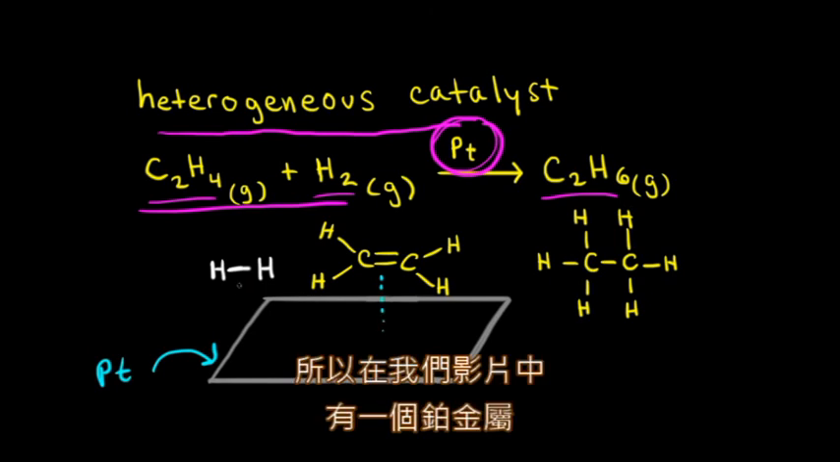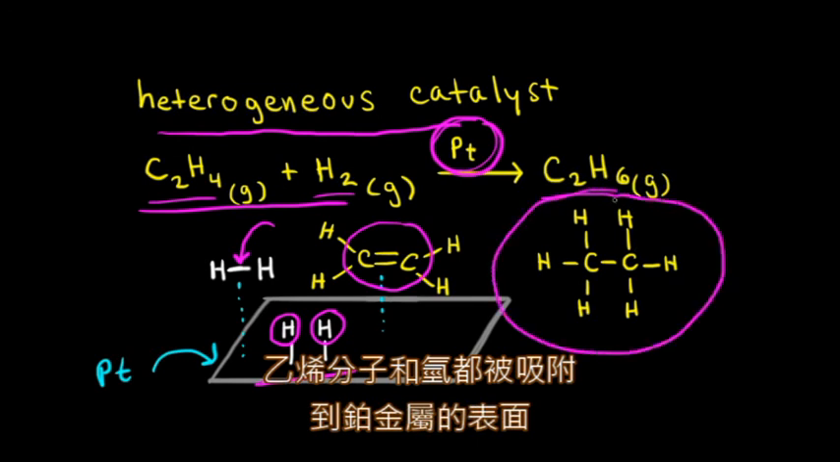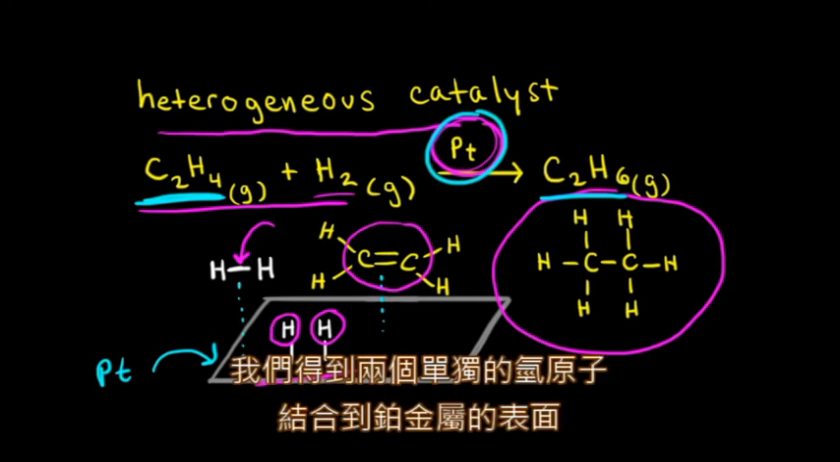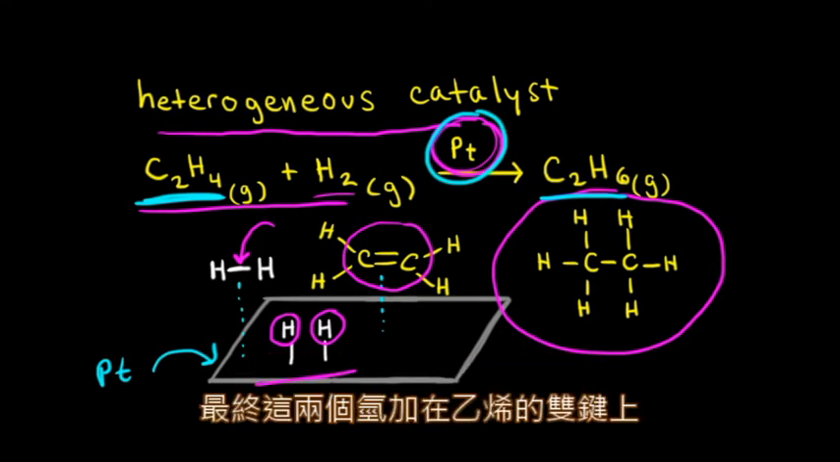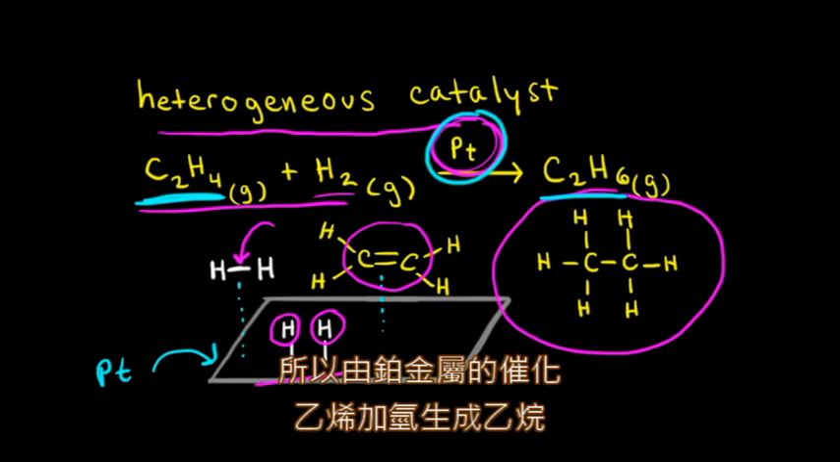So here in our picture, we have our piece of platinum metal, and both the ethene molecule and hydrogen are adsorbed to the surface of the platinum metal. Next, the bond between the two hydrogen atoms breaks, and we get the two individual hydrogen atoms bonded to the surface of the platinum metal. Eventually, these two hydrogens add across the double bond of ethene and form the ethane molecule, C2H6. So the hydrogenation of ethene to form ethane is catalyzed by the presence of the platinum metal.